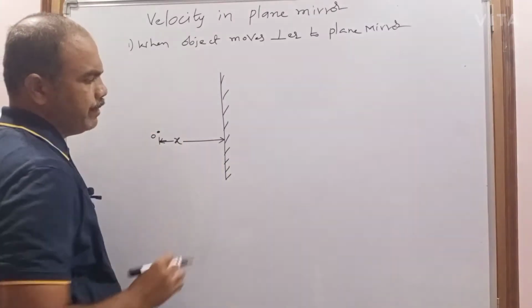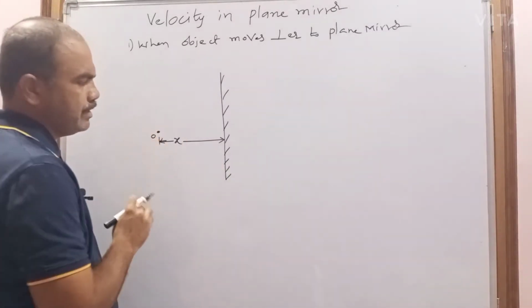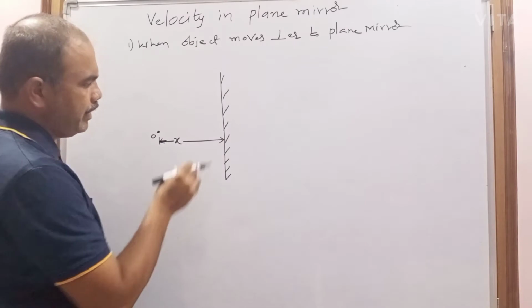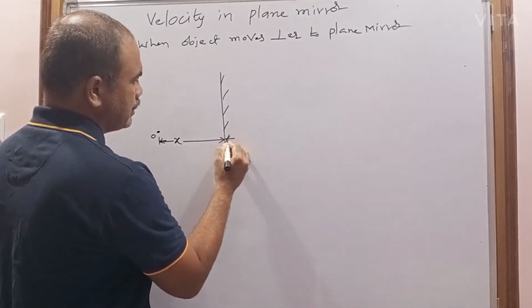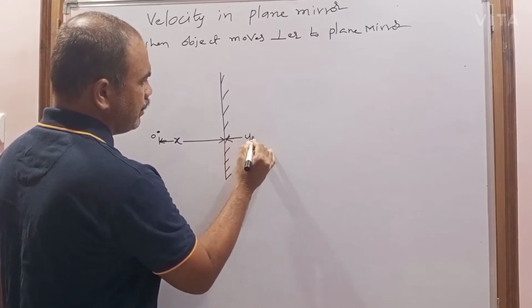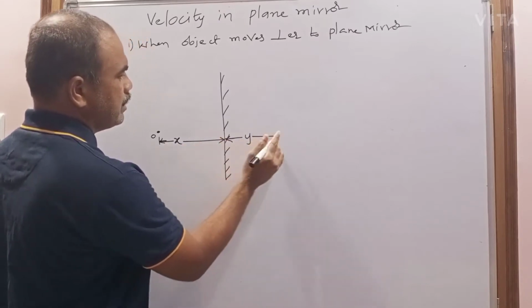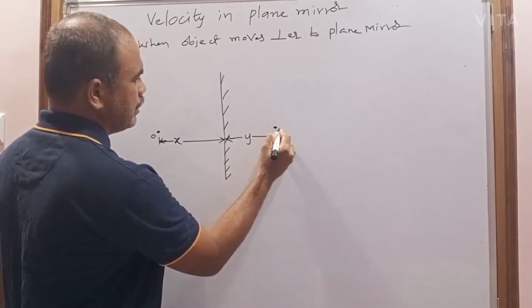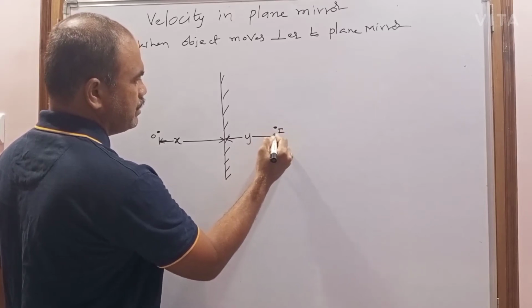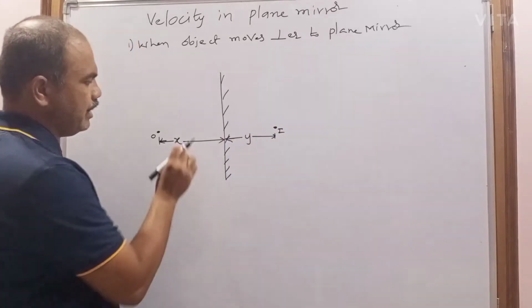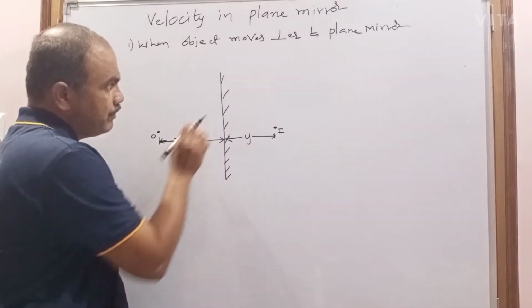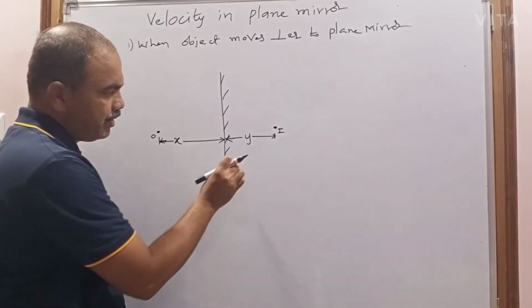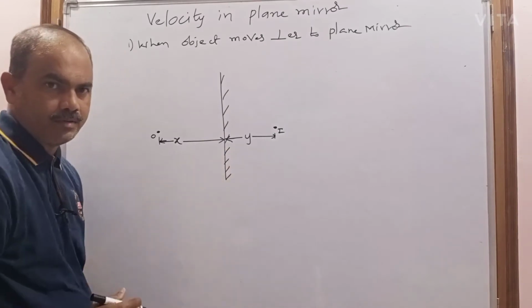Now this plane mirror forms the image of this object behind the mirror, but at the same distance. Let us consider that distance will be y. It is also found at the same distance. This is the image, at a distance y. But here x equals y. This is the distance of the object with respect to the mirror, and we are taking this mirror as the origin.